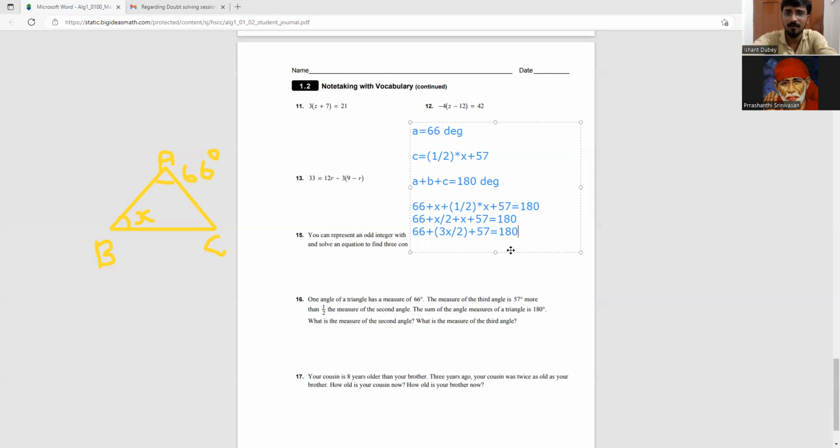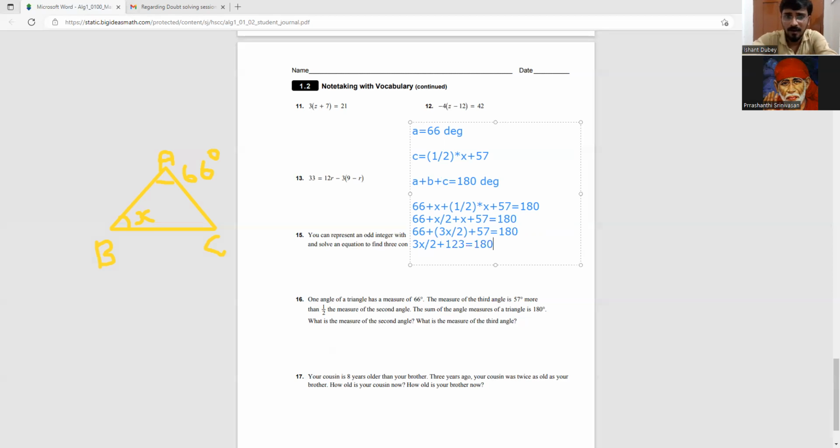Now the constants you have to take together. You have a simple equation, like you have solved before. So 3X divided by 2 plus, now here 66 plus 57. How much do you get? 123. Very good. Equals 180.